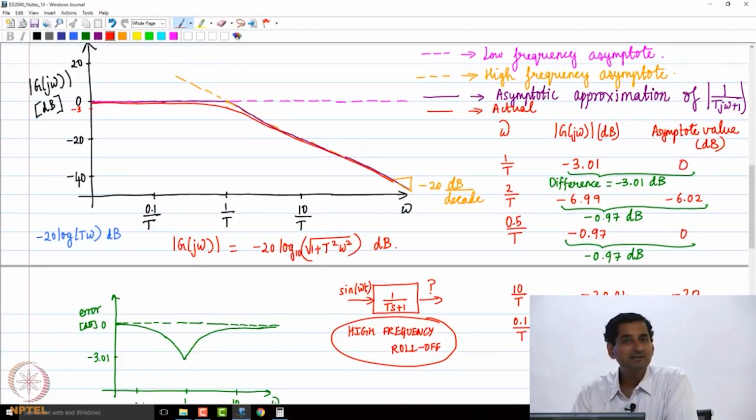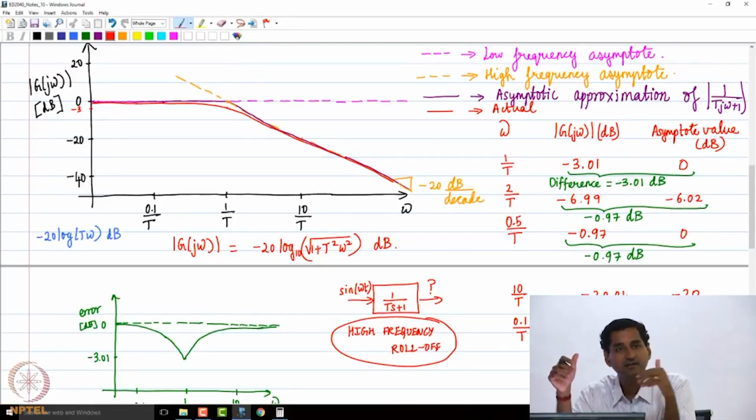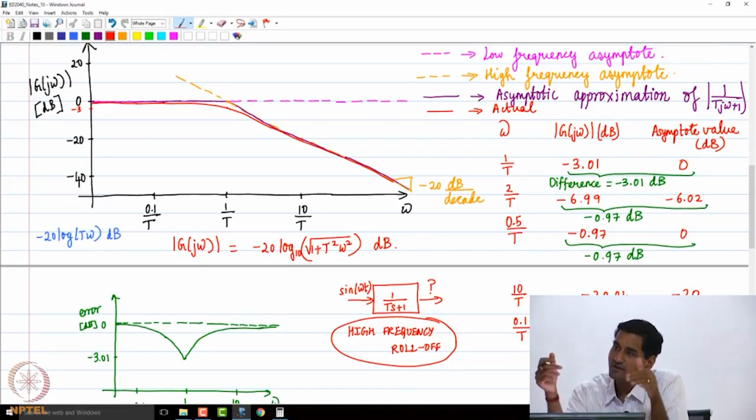For example, here the high frequency roll off is minus 20 decibels per decade, for the first order factor that we have plotted. As frequency keeps on increasing, the rate at which the curve is going down is minus 20 decibels per decade. That's the slope. That's what is called high frequency roll off. So as frequency increases, I'm going to have lower and lower magnitude. What is going to happen if I give a sinusoidal input whose frequency is, let's say, 10 by capital T? The magnitude is going to be scaled by minus 20 decibels.